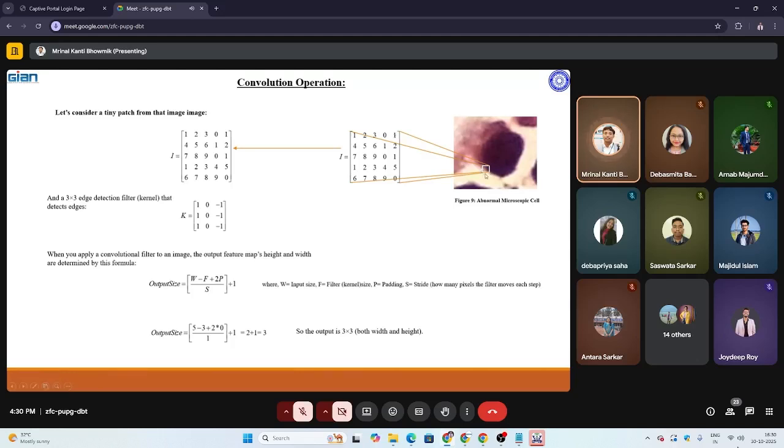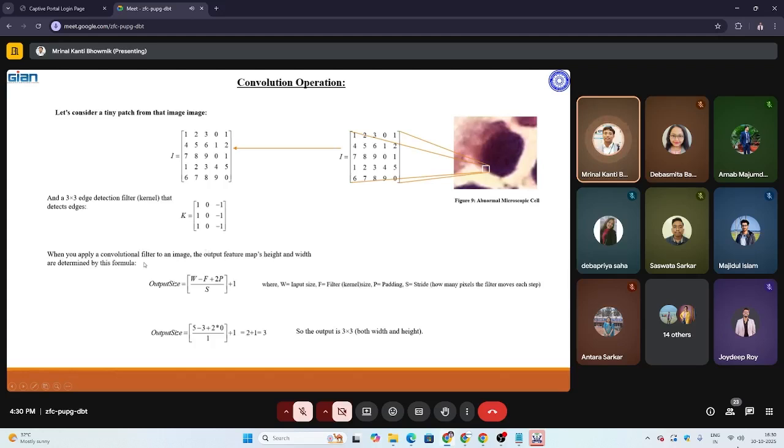So this is just like that. Let us consider a teeny patch from that image. I is a 5 by 5 matrix, and there is a 3 by 3 edge detection filter. This 3 by 3 edge detection filter is used to detect the edges, because in this type of cell the edge detection is necessary. So that detects edges.